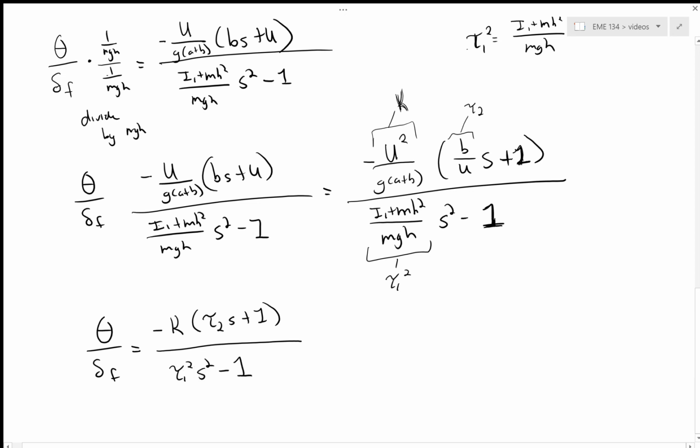So this exposes the fundamental form of the transfer function. We have the quadratic polynomial in the denominator, the characteristic equation, which we've already found the roots for, or the eigenvalues. And in the numerator, we have some gain k, a negative sign, and then tau 2 s plus 1, this polynomial in s. So this is the transfer function in a simplified form, and we can move forward with that.